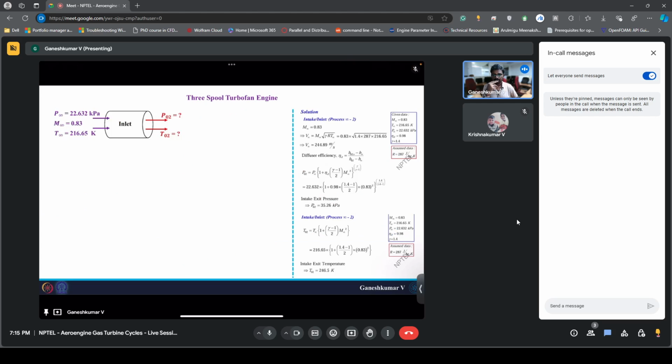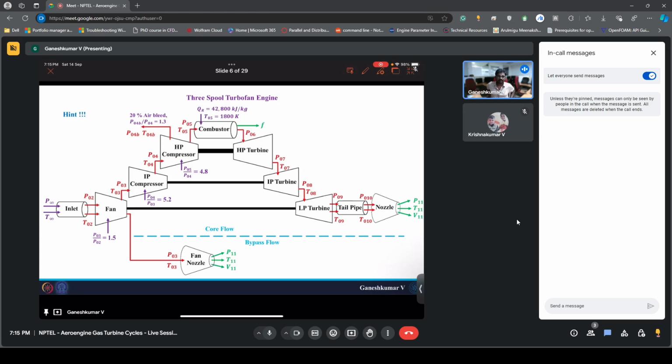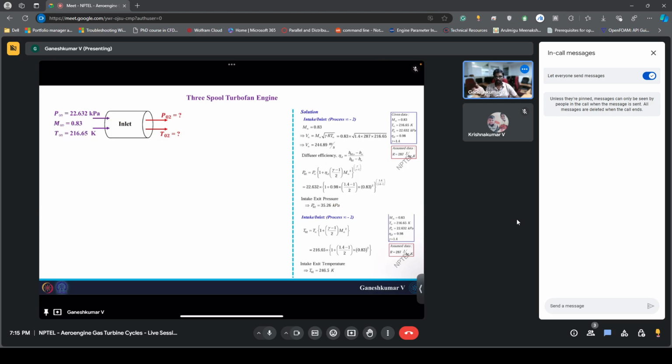Okay. Now, this is the same thing. The only difference here is the 20% air bleed. In the lecture we saw 10% air bleed; here we have 20% air bleed. There is no other difference, so ideally your calculation remains the same until the HP compressor. I will just quickly go through each and every component for the sake of completeness.